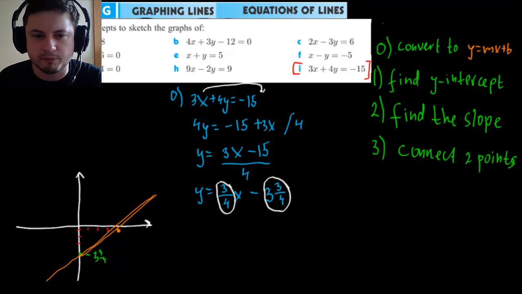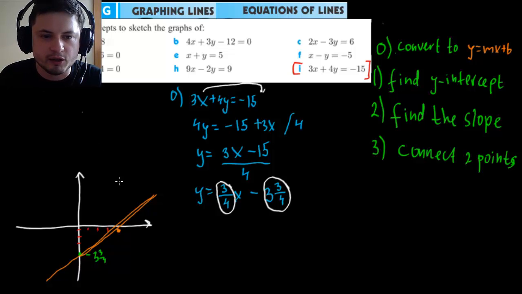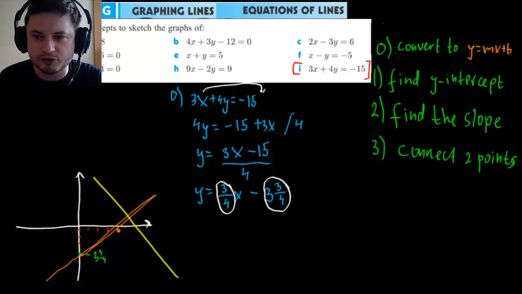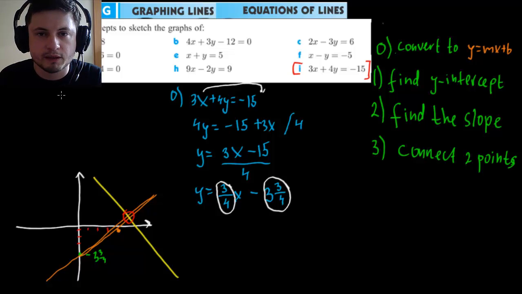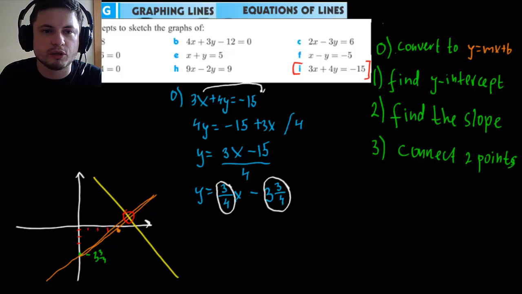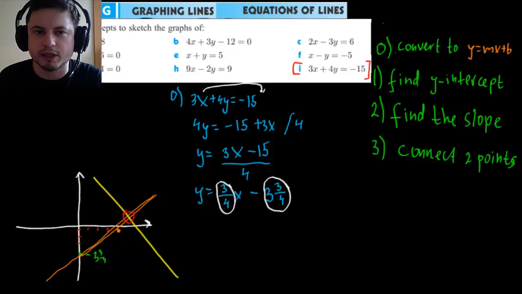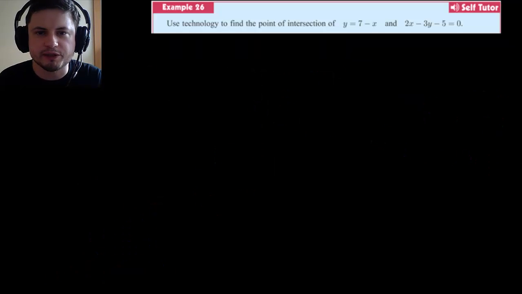What I basically mean by this is you have to find where two lines intersect using your graphing calculator. And this is useful for certain problems as well. So let's just do this last problem of how to find the intersection of two lines. This is example 26 from page 403, and it says use technology to find the point of intersection of y equals 7 minus x and 2x minus 3y minus 5 equals 0.